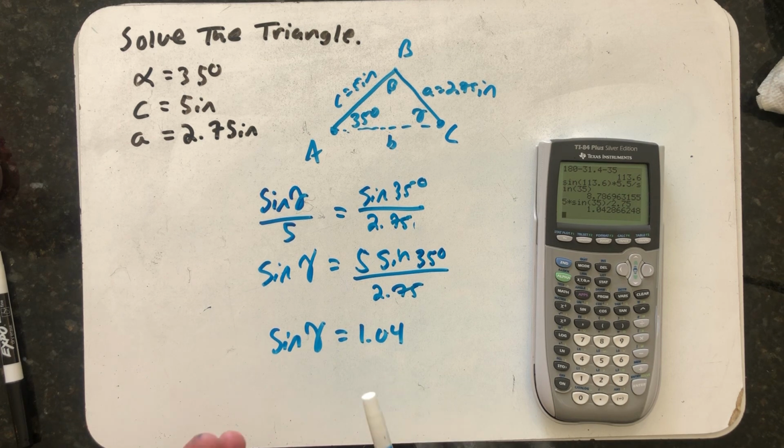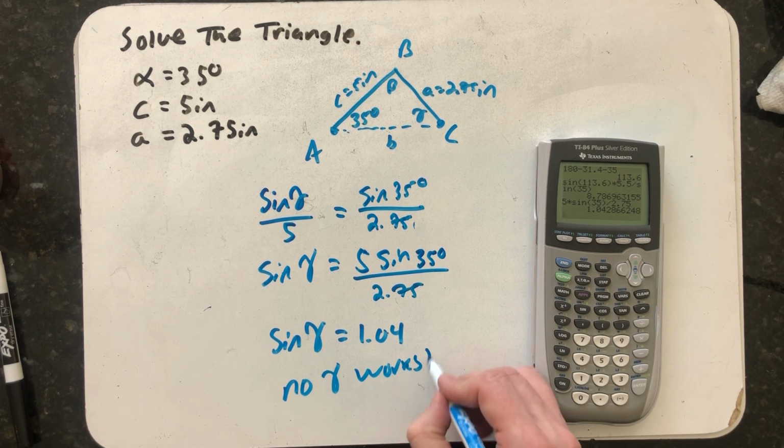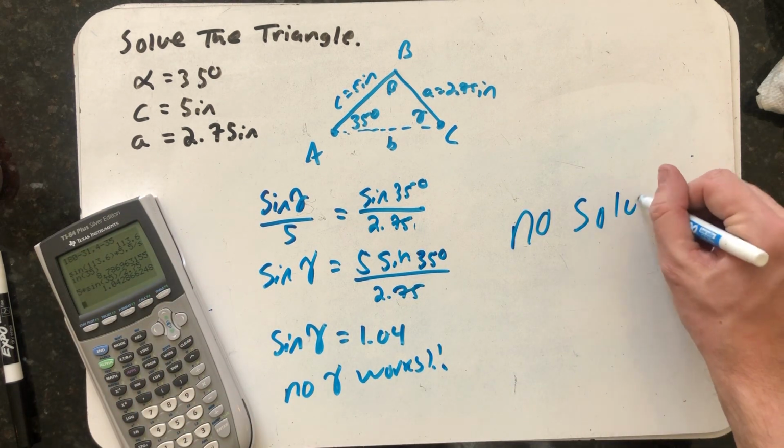That this is an impossible situation. The range of the sine function is always between -1 and 1, so this is just too big. No angle gamma could possibly work, which means this just has no solution.